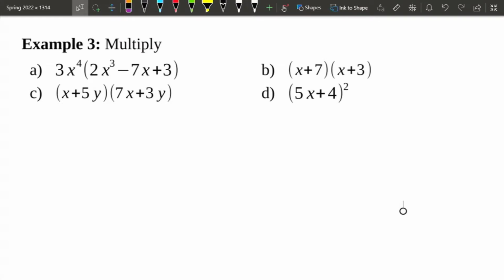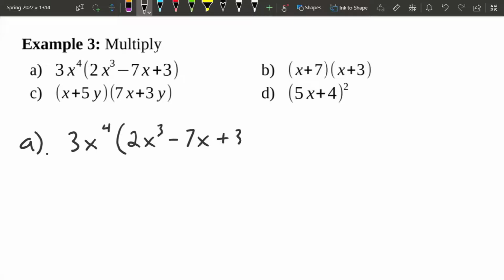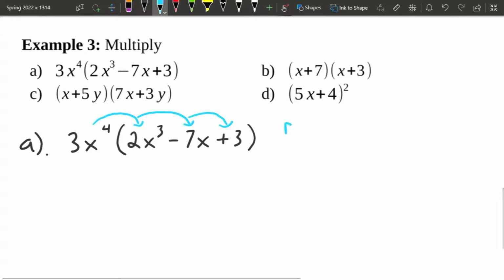Now let's talk about multiplying things together with some more operations here. We've already kind of done what we see here in the first step. First example, 3x to the fourth times 2x cubed minus 7x plus 3. There is one thing that I'll have to make a little extra that we haven't seen so far in the last few examples. But first thing to do is something that we've been doing with the multiplying into the parentheses by distributing. So what I'm going to do here is distribute, multiply to each term.